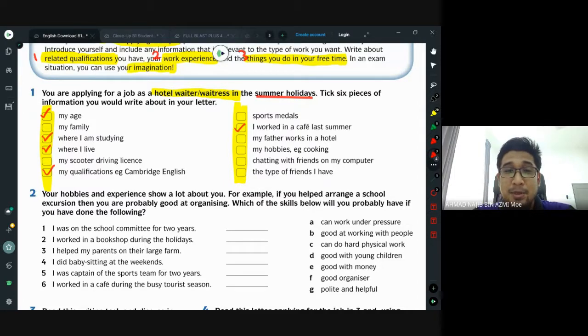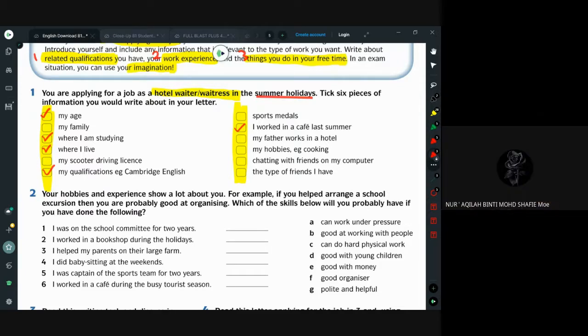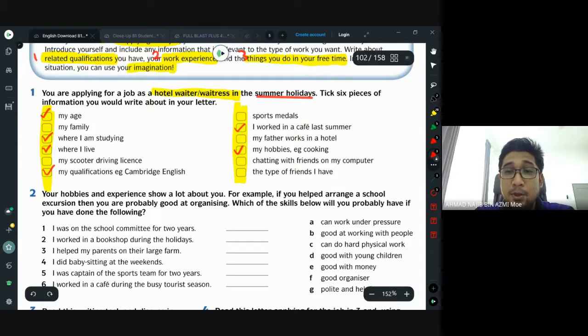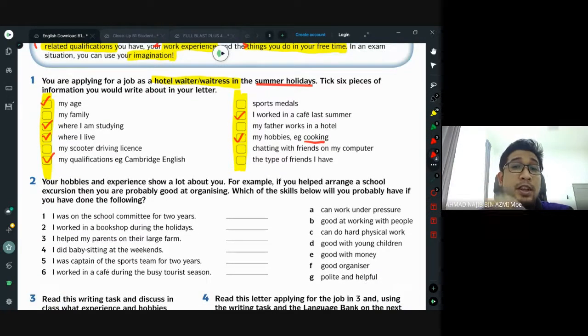Hobby, for example cooking. Yes. Hobby. Okay, it might not be cooking. Cooking is just an example. But you should write about your hobby which is relevant to being a waiter or waitress.